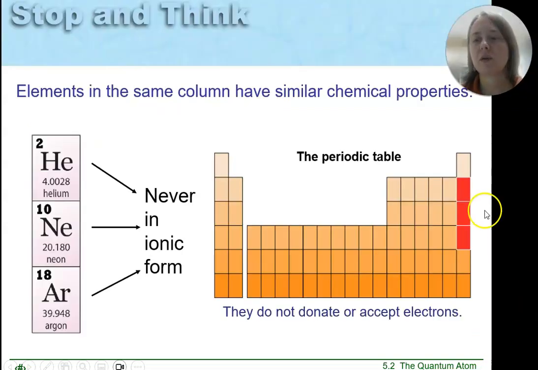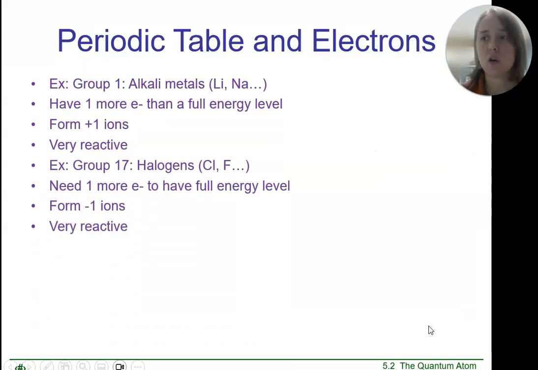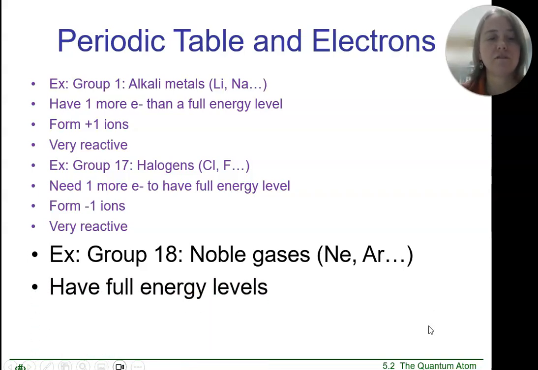Okay, last example we're going to go over, the noble gases. So they have similar properties. They do not donate or accept electrons. They really tend not to form any compounds. They are satiated. They don't want anything to do with anybody else. So group 18, noble gases, neon, argon, they have full energy levels and are not reactive.